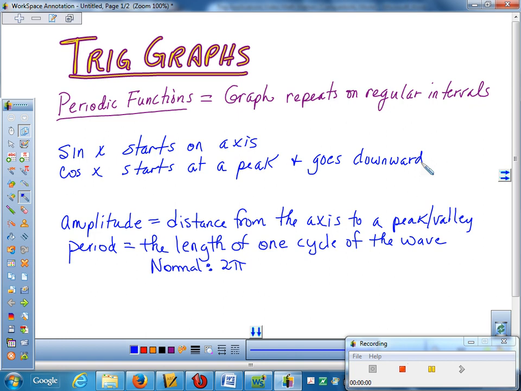But the period and the amplitude are the same. Yes, the period and the amplitude are still the same. The amplitude, normal, is 1 unit. The period, it still repeats itself every 2 pi. That all stays the same. It's identical on sine and cosine. That's the good news.